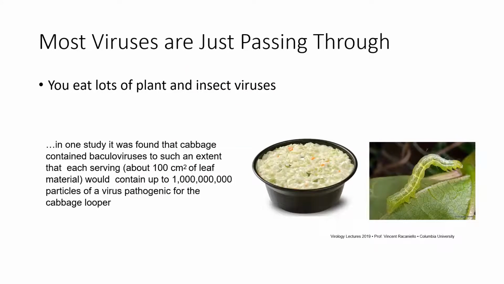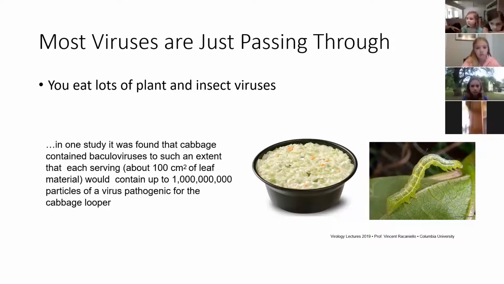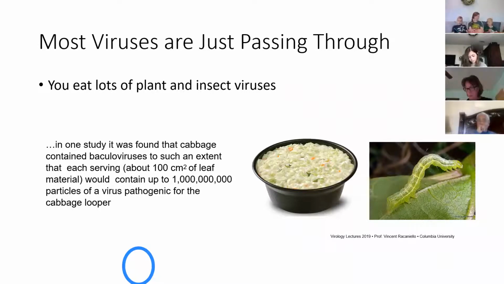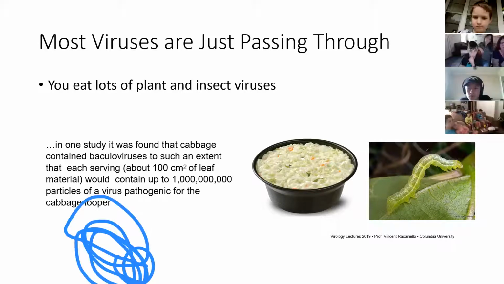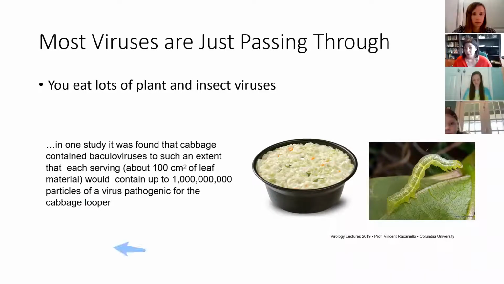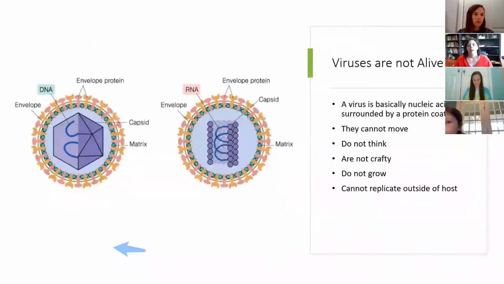Every time we eat a fruit or a vegetable, we're eating tons and tons of plant and insect viruses. There's one study that found that one serving of coleslaw, which is cabbage, contained 1 billion virus particles that were pathogenic for an insect, which is this cabbage looper right here on the right. The virus doesn't hurt us at all, but it will kill an insect. So that's pretty cool.